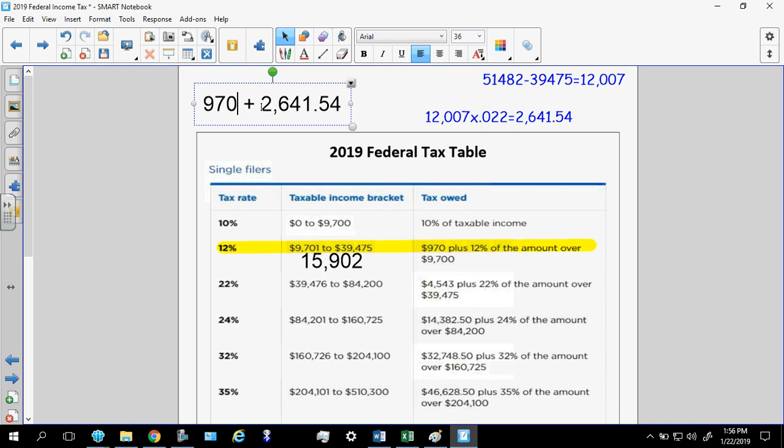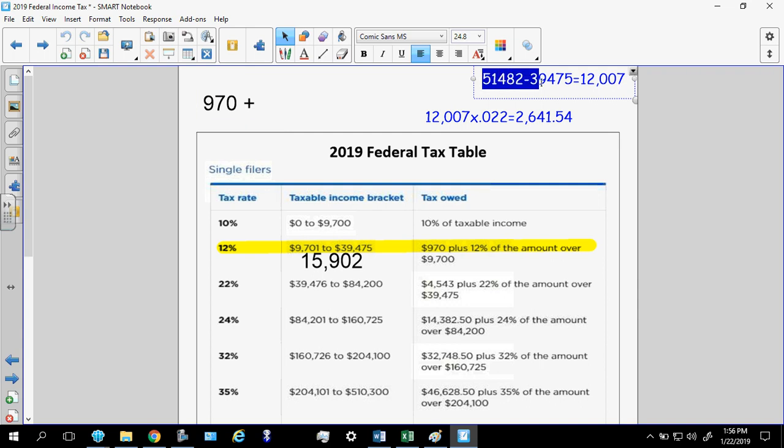All right, plus something. Let's see what it says. It says of the amount, 12% of the amount over 9,700. So we're at 15,902. I'm going to change that to 15,902. I'm going to change this to 9,700. And so when I do that, I end up getting, let's see, 1,000. Nope, that ain't good. Try this again.